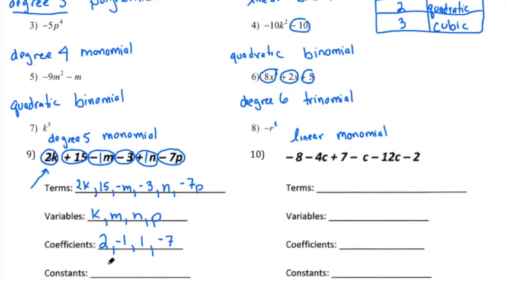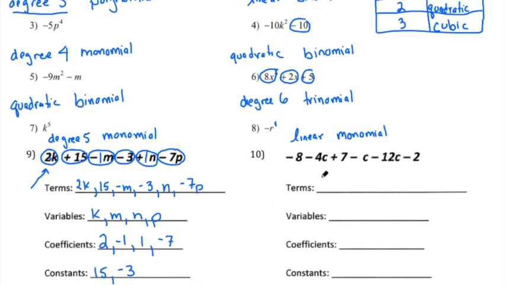Okay, for our constants, now we're looking for terms that don't have variables. So this would be like our 15. And 15 is positive. Great. Okay, the next term has an m. But then we have a minus 3, or a negative 3. So those are our 2 constants. They're not multiplied by variables. They're not connected to variables in that way. They're not in the same term as a variable. Okay, so we've broken down that in great detail.